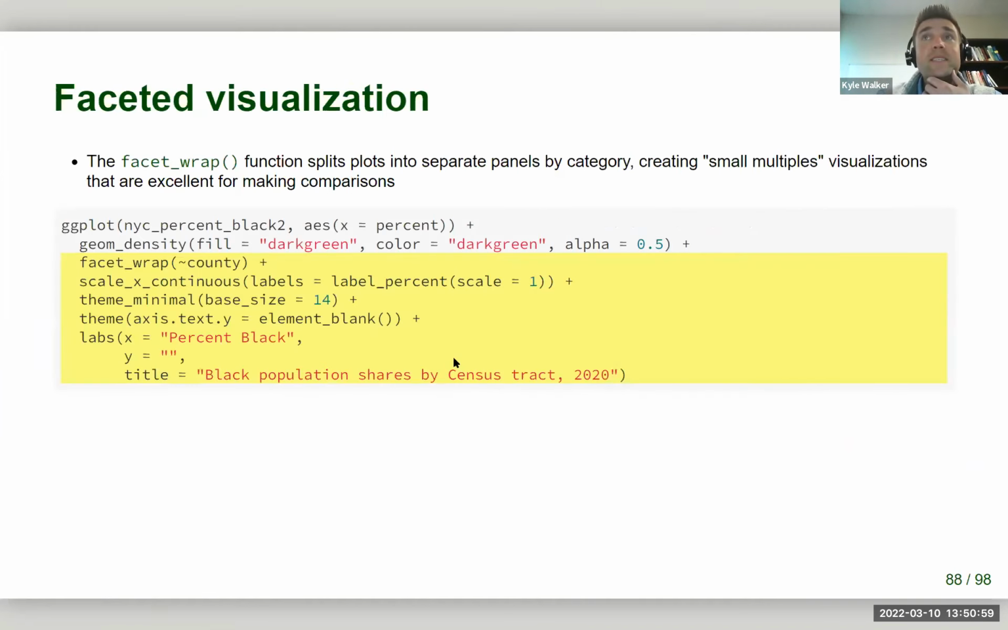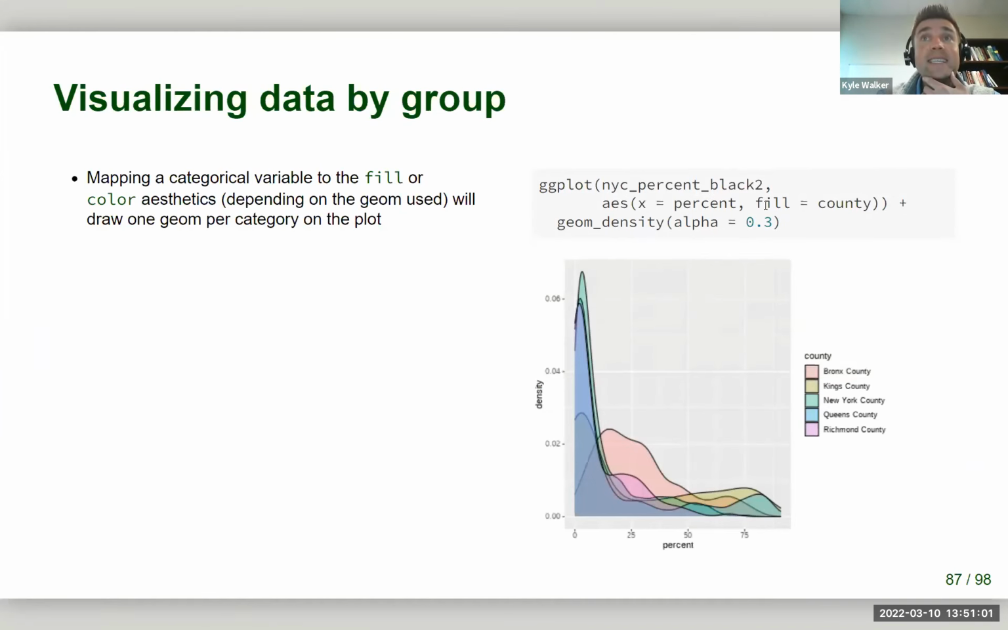One is to specify your group as an aesthetic mapping. For example, I'm drawing here a density plot to show a data distribution. I could specify in my aesthetic mapping fill equals county. If I do that, what ggplot2 will do is draw a separate density curve for each county on the plot.